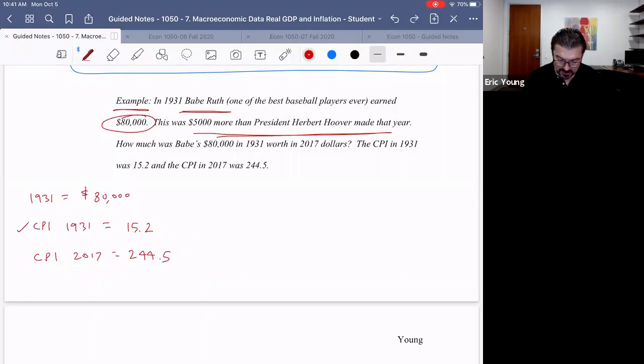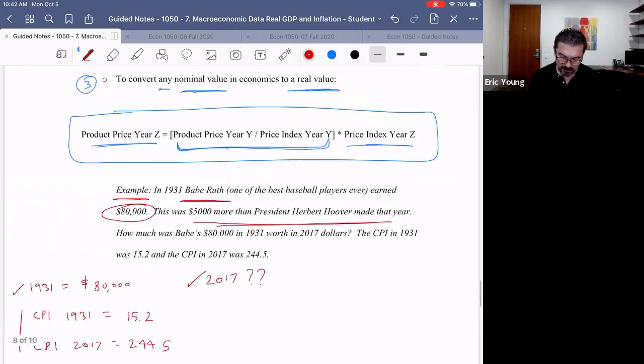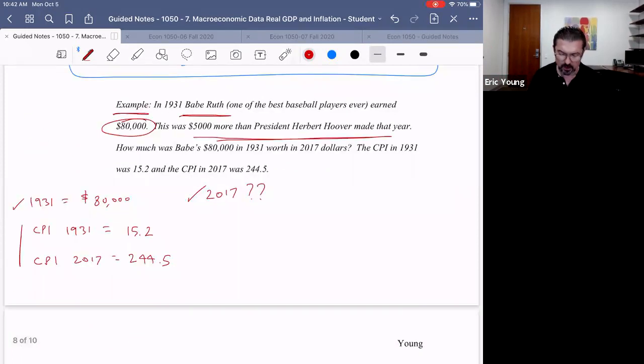So, within this data, there's a lot of potential use. But here's what we're really asking here. If Babe Ruth made $80,000 in 1931, given this CPI data here, what would Babe's salary have been in 2017? In other words, what salary level in 2017 would be the equivalent of $80,000 in 1931? Well, to do that, we just take this formula here, we plug it in. But let's go really clean, okay?